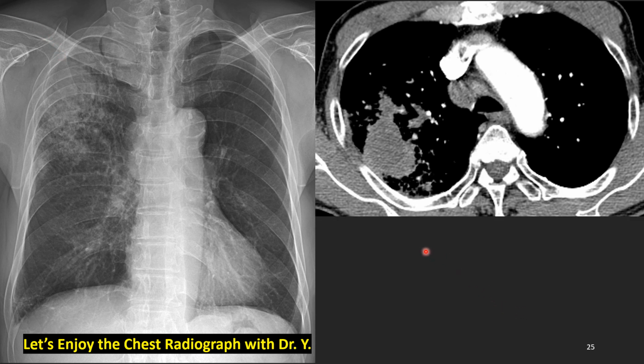This is the axial contrast-enhanced CT. What do we see? Mass. Nodules, pleural seeding. 4R lymph node, mediastinal lymph node enlargement, metastasis. So that's right paratracheal stripe obliteration here. Mass with lymph node invasion.